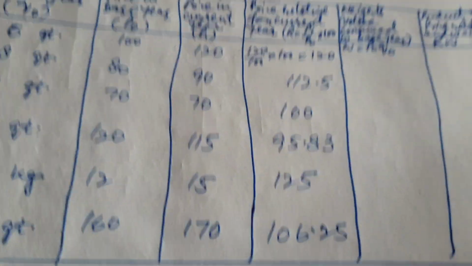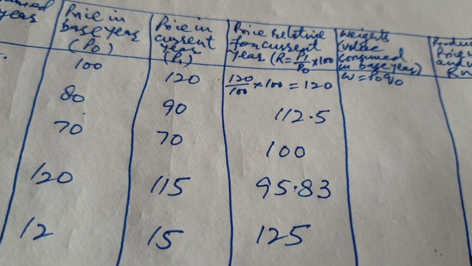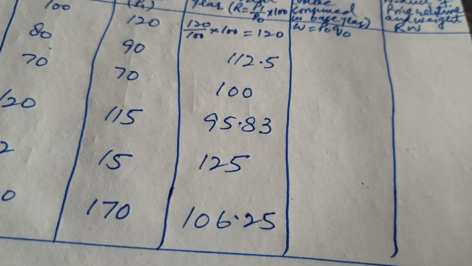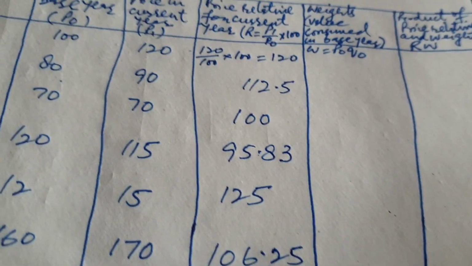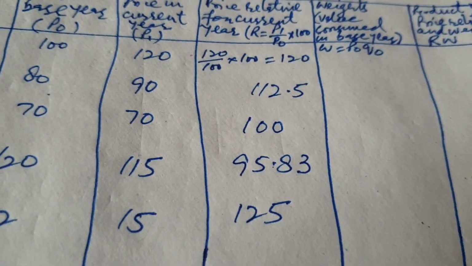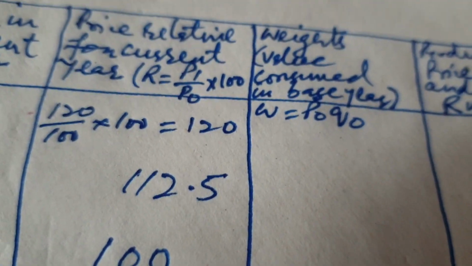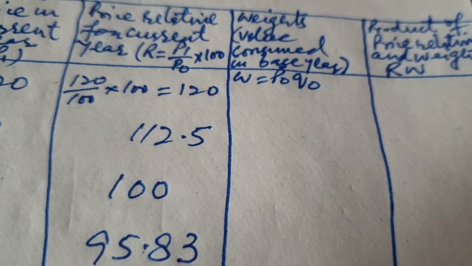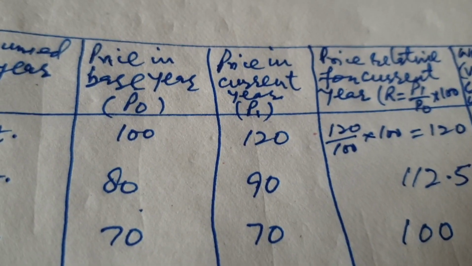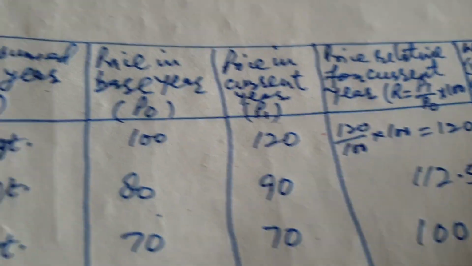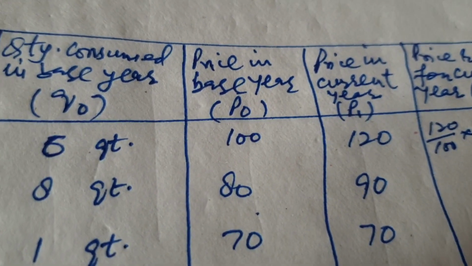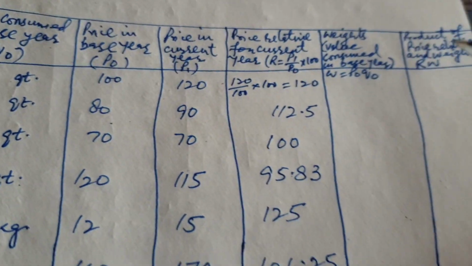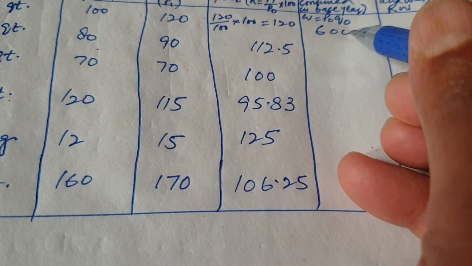Now after that we are required to find W. W means weightage. Weight means the value consumed in the base year, that means what we have consumed and what its price is. So the quantity consumed multiplied by the price. Therefore W is equal to P0 multiplied by Q0. In this column we will write P0 multiplied by Q0. For the first row, P0 is 100 and Q0 is 6, so 6 multiplied by 100, we get 600.